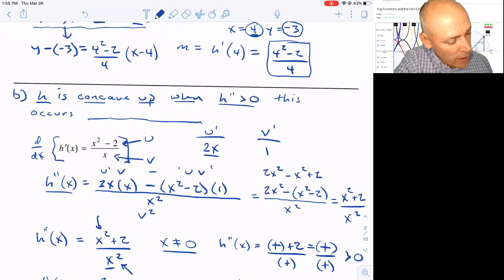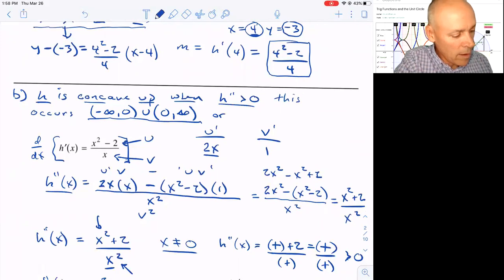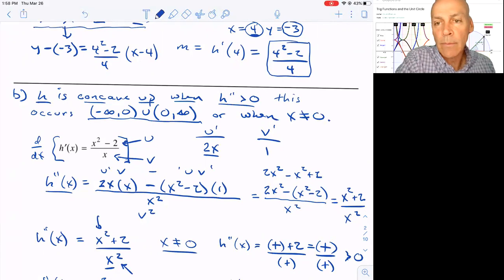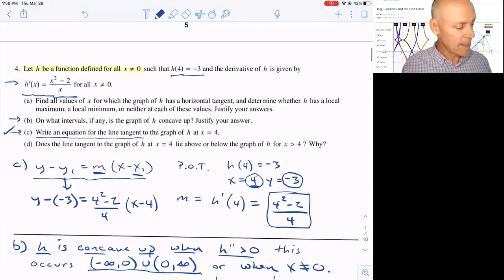we could write this a couple ways. We could write it negative infinity up to 0, not including 0, and then 0 to positive infinity. We could write it using interval notation like that. We could also say this occurs when x does not equal 0. Okay? So really, we're basically saying that h is concave up everywhere it's defined.